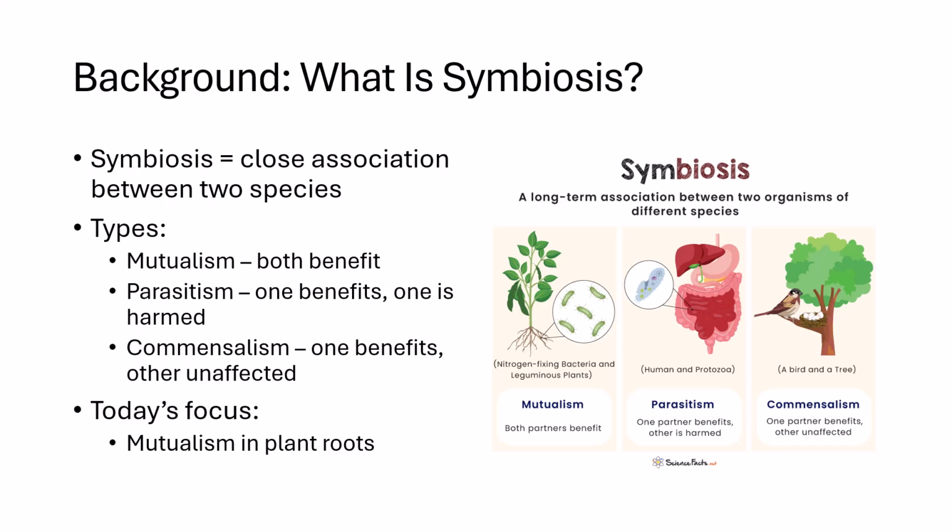A symbiosis is a close association between two different species. These relationships can take several forms. In mutualism, both partners benefit. In parasitism, one benefits while harming the other. In commensalism, one benefits and the other is essentially unaffected. In plant roots, we're focusing on mutualistic relationships, partnerships where both the plant and the microbe gain something valuable.